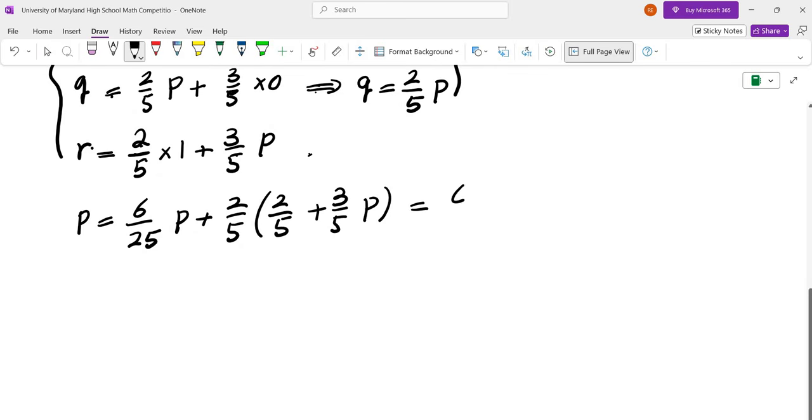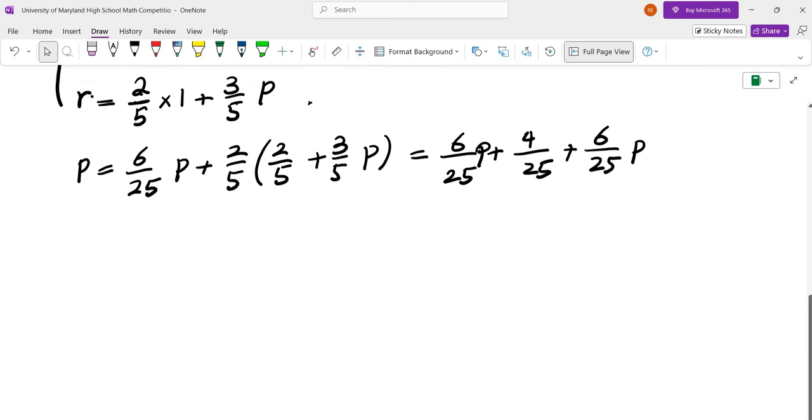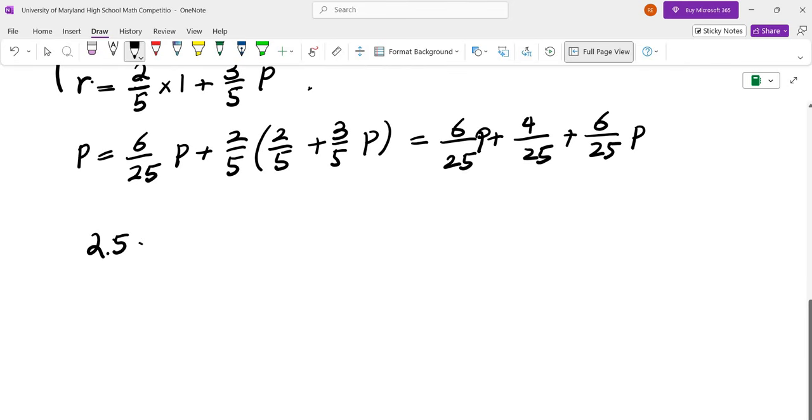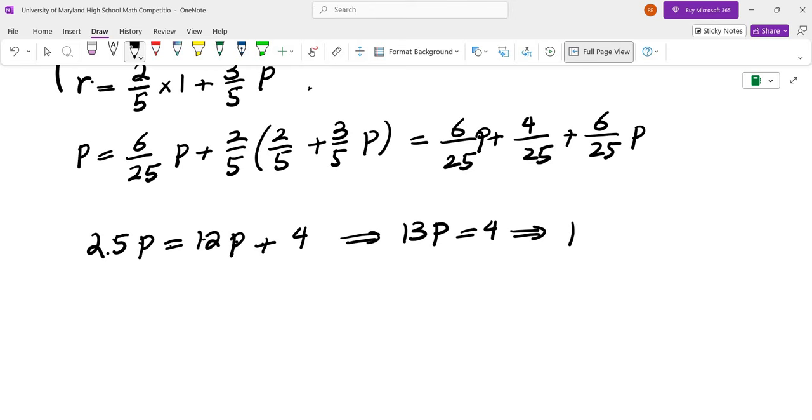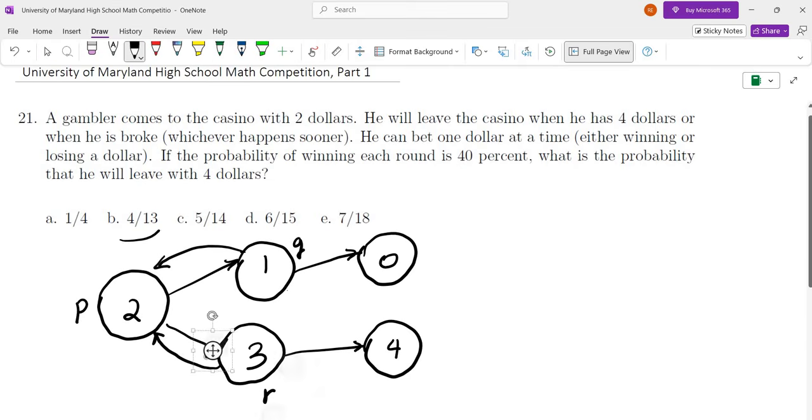So let's simplify that. That's 6/25 P plus 4/25 plus 6/25 P. And if you clear the denominators, we get 25P equals 12P plus 4. So we get 13P equals 4, which means P is equal to 4/13. So the answer to the problem is 4/13.